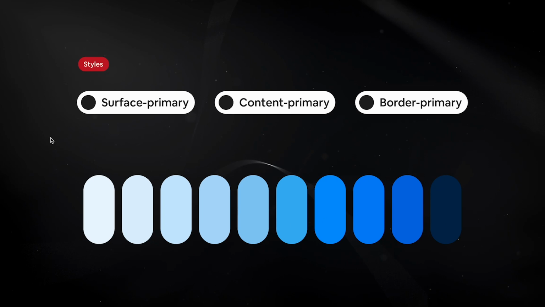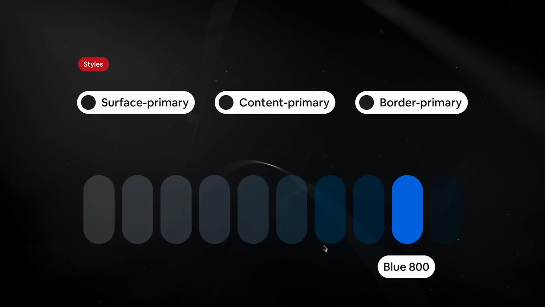Now let's assume that one day the team decides that all the buttons that had this surface primary should no longer have this black color. We should start using this blue 800 from now on, which means we now have to come and change this over here. Now with styles, it is easy to do. And I'm going to exit the presentation mode and go into Figma and show you.